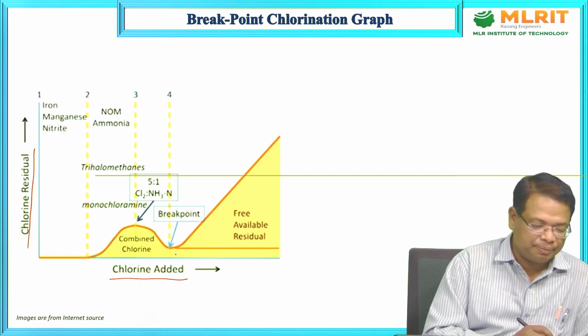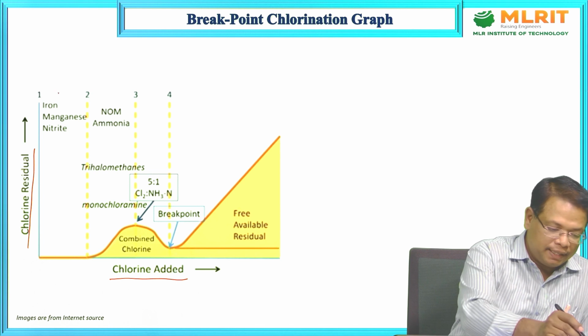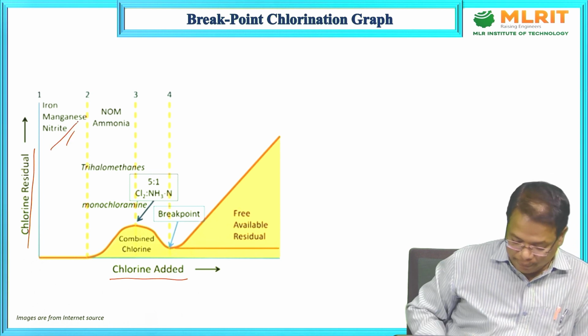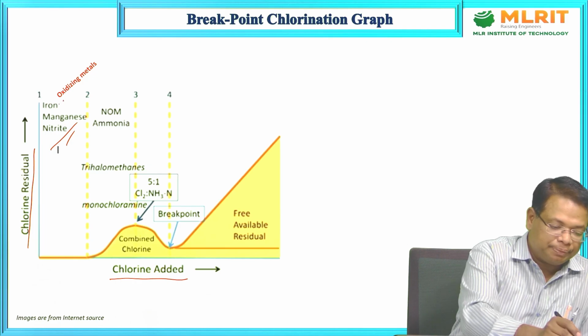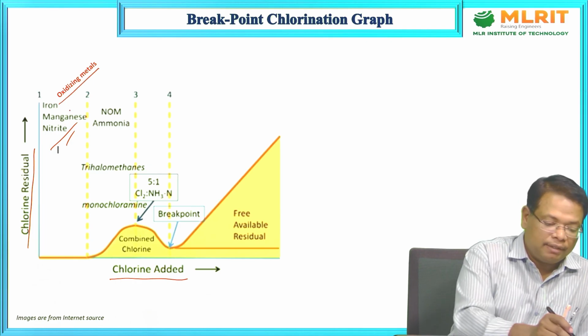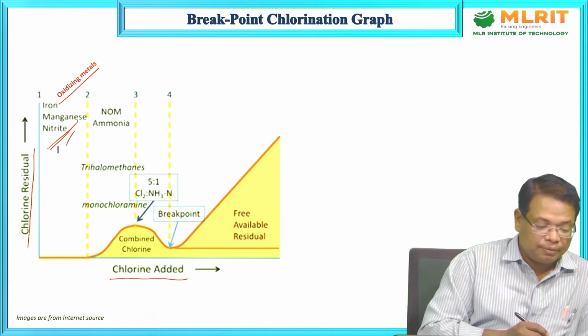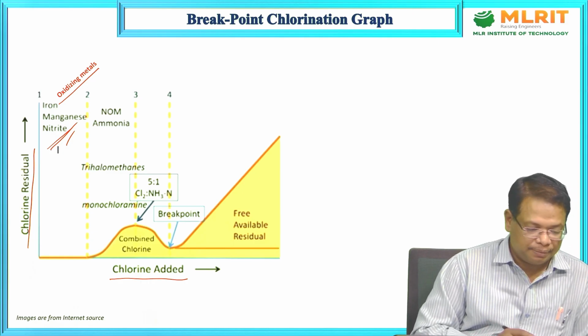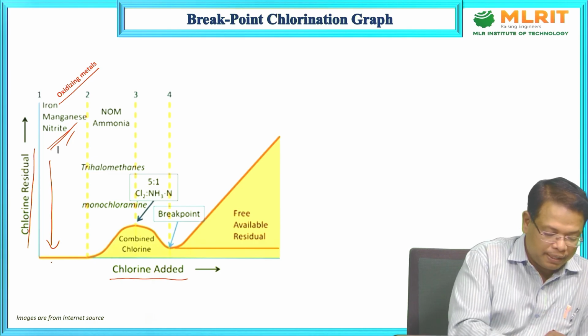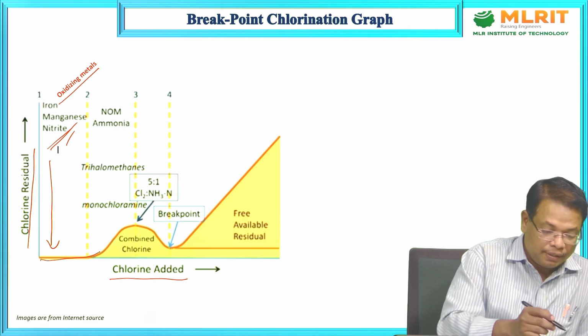This is a graph. Initially, iron, manganese, and nitrate are the compounds present. These will be oxidized by the chlorine, the oxidizing agent, and the chlorine will be reduced to some other chemicals. So the residual will come down to this bottom point.